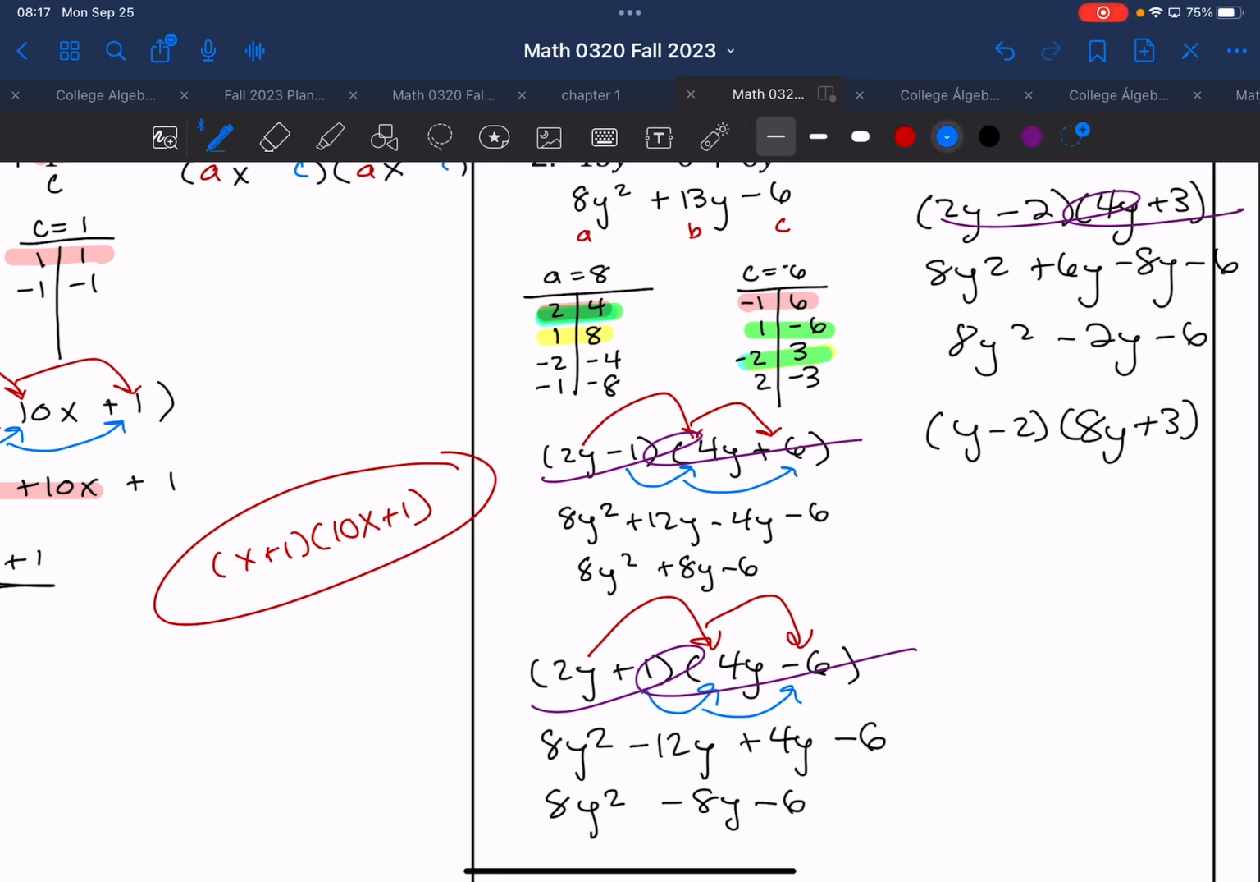So using that FOIL method again, we have 8y squared. Y times 3 is 3y. -2 times 8y is -16y. -2 and 3 is -6. So now when we put this together, we have 8y squared minus 13y minus 6. Is this our original problem? No. What is different about this one and our original? The negative.